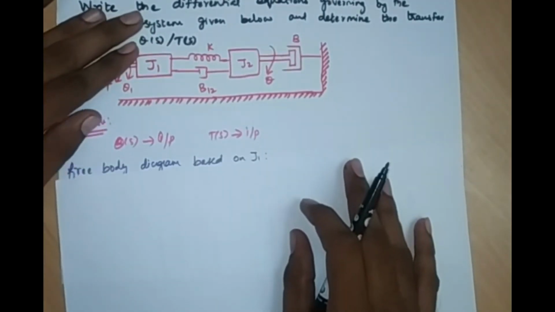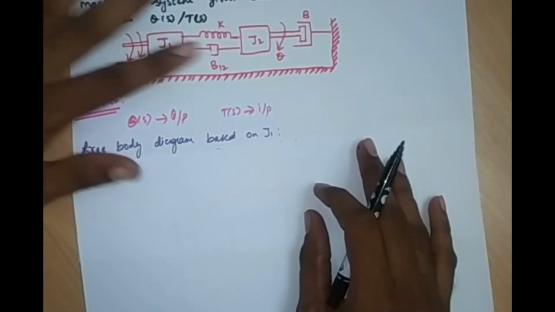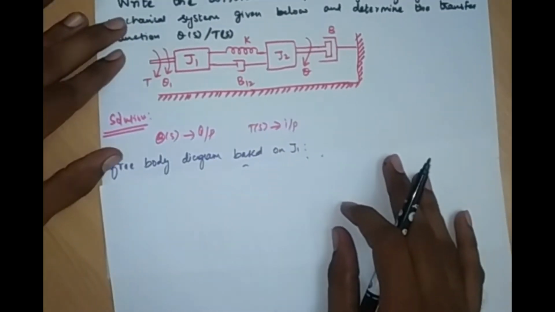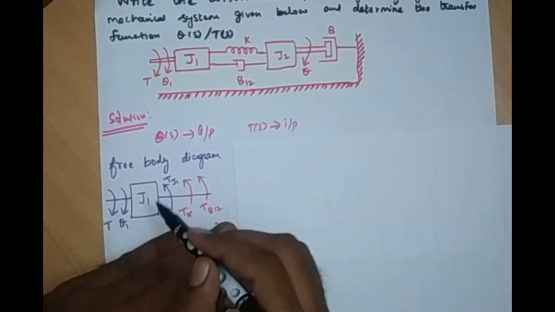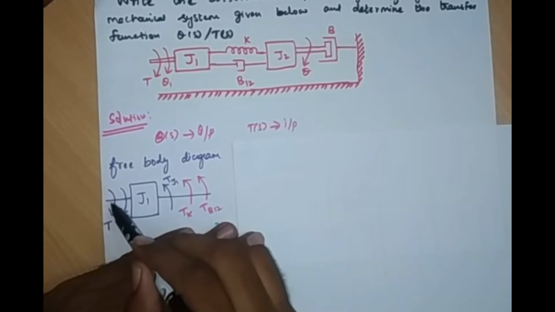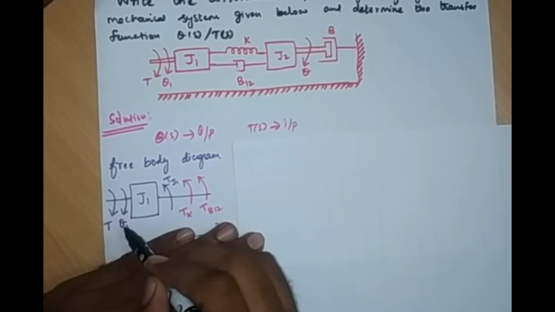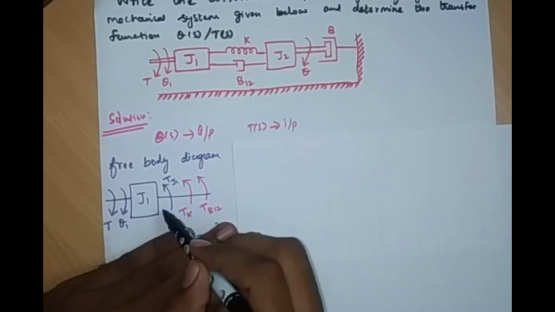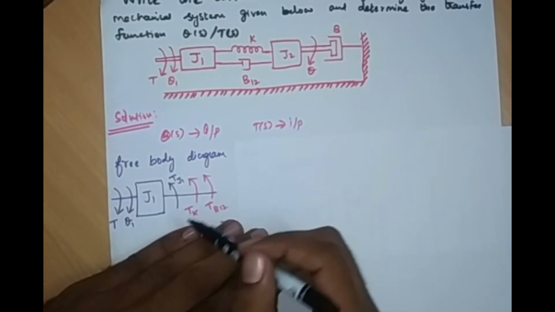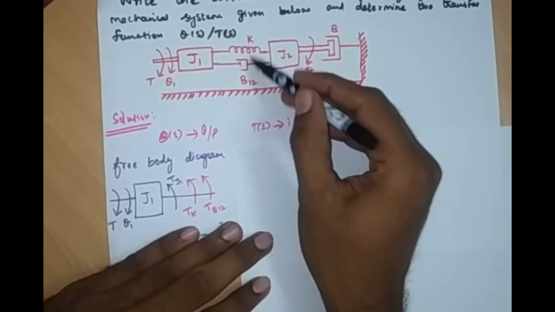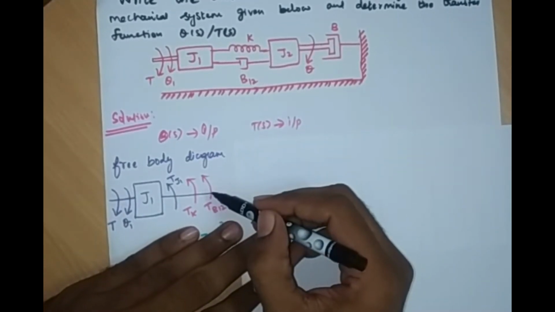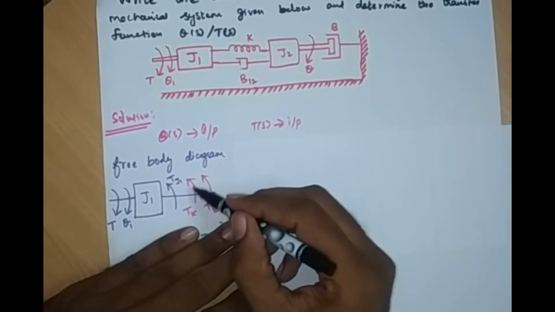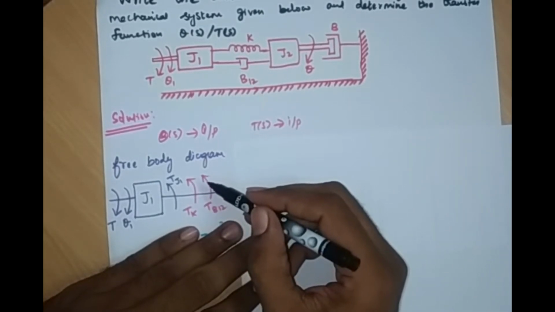Let's draw the free body diagram of the system based on J1. You can see that this is the free body diagram based on J1. In this node we are applying the torque T and we are getting the angular displacement theta 1. There will be an opposing torque due to J1, that is Tj1. There will be two opposing torques due to the double end elements, spring and dashpot, so Tk and Tb12. I am using different colors because these are double end elements, so we need to use different formulas for these two terms.